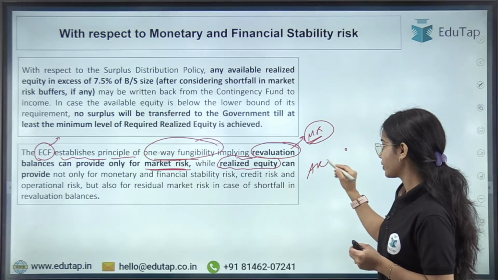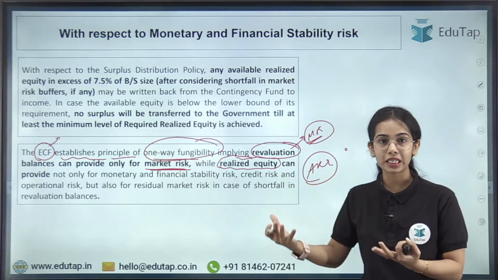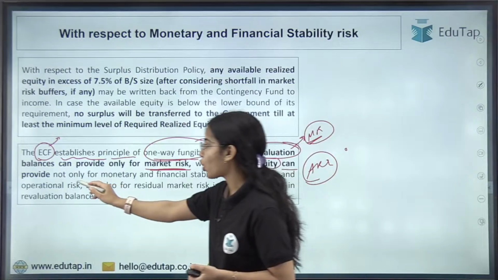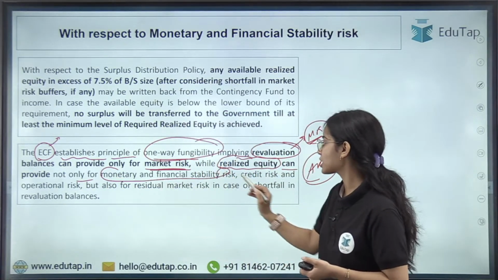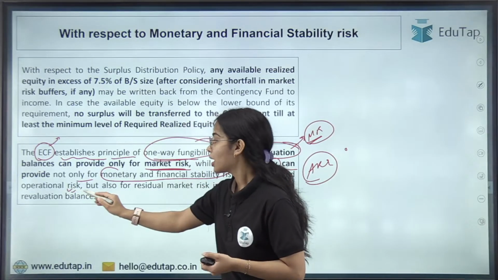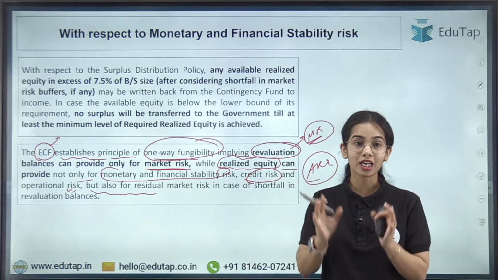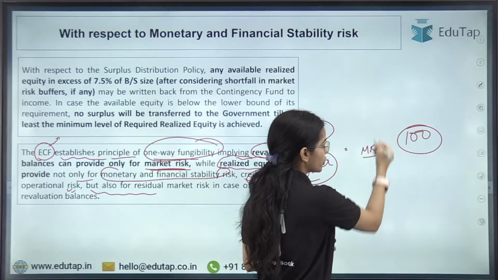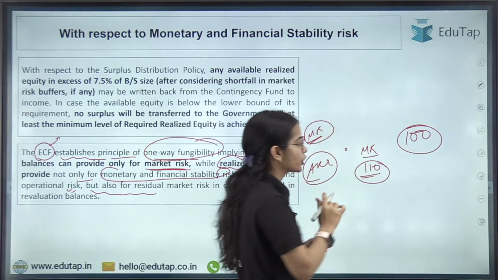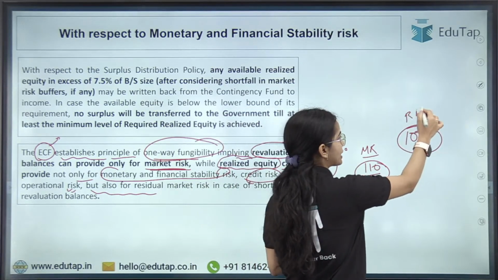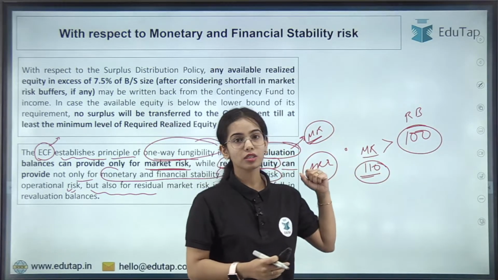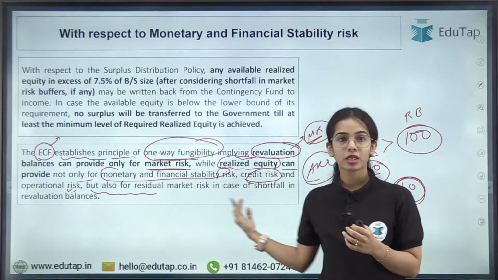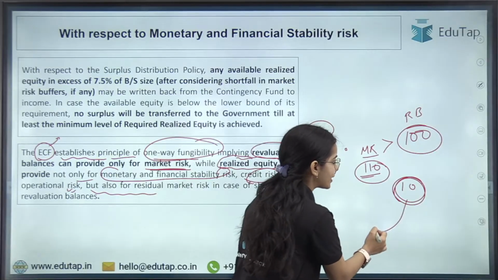While the realized equity, that is the available realized equity, the ARE, the fund money available with the Reserve Bank of India, can provide not only for the monetary and financial stability risk, the credit risk and the operational risk, but also for the residual market risk. That means, let's say you have revaluation balances of 100 rupees, but for the market risk you require 110 rupees. So revaluation balances are lesser than what is required for the market risk. This 10 rupees is the residual market risk.